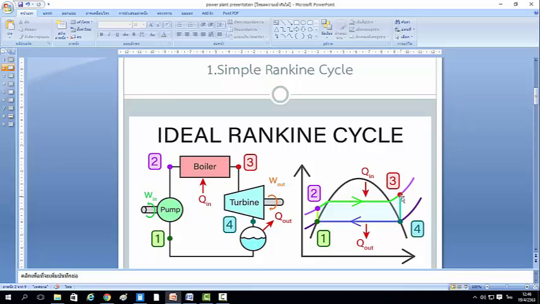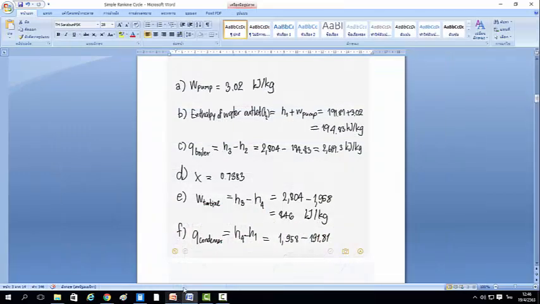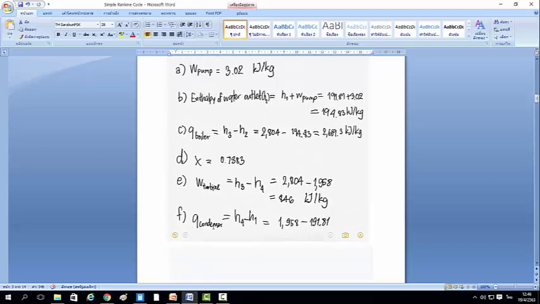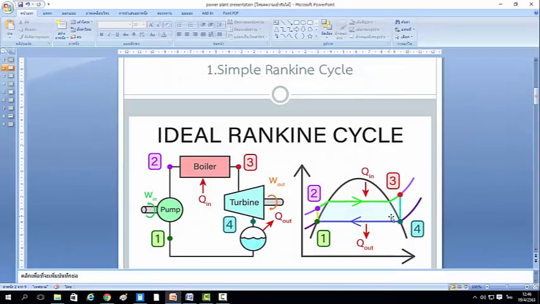And E, work turbine equals H3 minus H4. This is the work turbine here, the blue line is the work turbine. We have to use entropy 3 minus entropy 4. Just substitute them and we get this value, 846 kilojoule per kilogram. And F, heat rejection, or heat from the condenser. Heat from the condenser is here, the heavy blue one.